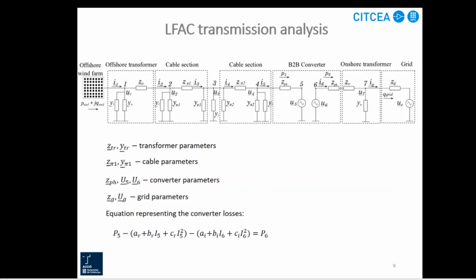And the converter parameters are presented with phase reactors and two Thevenin equivalents. The equation representing the converter losses is actually the power coming inside the converter minus the losses that are happening in the MMCs, which are represented with the loss coefficients and the current passing through the MMCs. It is equal to the power that is leaving the converter on the onshore side.